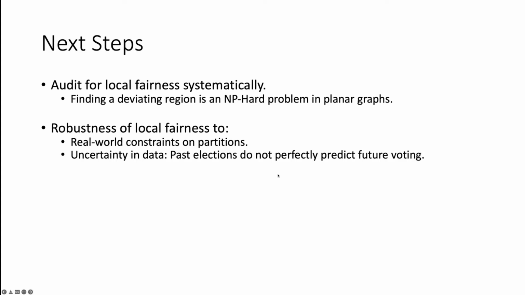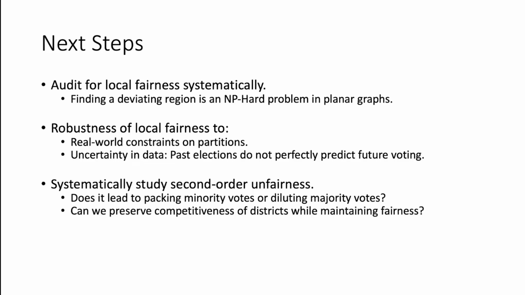And again, we can ask, what is the robustness of such notions of local fairness to real world constraints on these partitions? You can't find arbitrary partitions sometimes. And also there's uncertainty in the data. Is it robust if you take not just the 2016 elections, but the 2012 elections, 2020 elections? There's uncertainty in how people vote. Is it robust to that kind of thing? And also, is there second order unfairness? Are these districts significantly less competitive? We find it is not, but can we systematically say that? And does it lead to actually packing minority votes in fewer districts and so on?